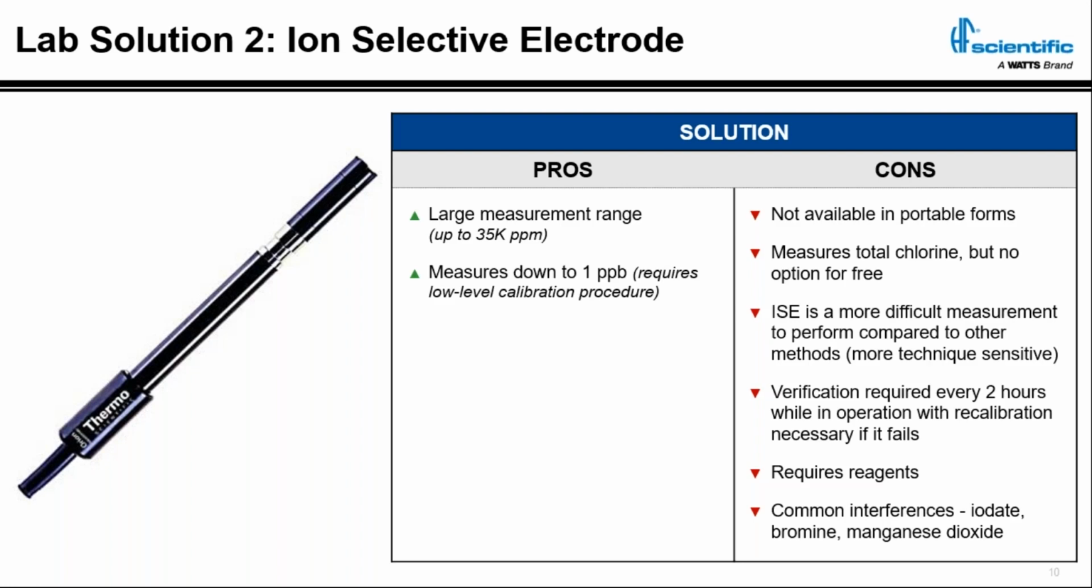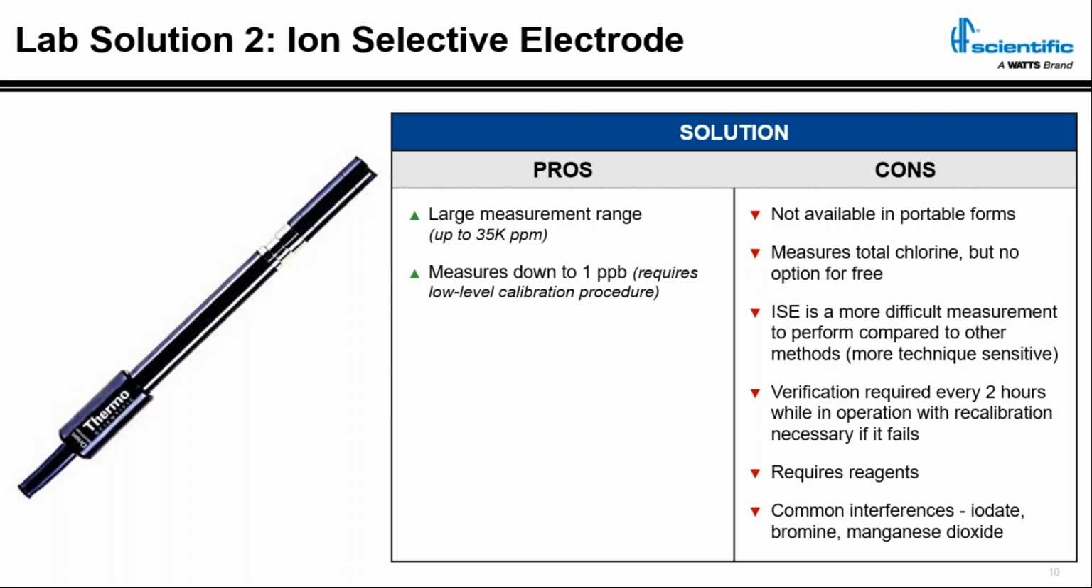The relative expense is much higher than that of a DPD chlorine measurement system, but some of these costs can be offset if the meter has multiple probes attached to it, because sometimes you have a multimeter where you can put 2, 3, or 4 probes, and then the relative cost is not as high. It does require reagents both for calibration and to adjust the ionic strength of the sample.